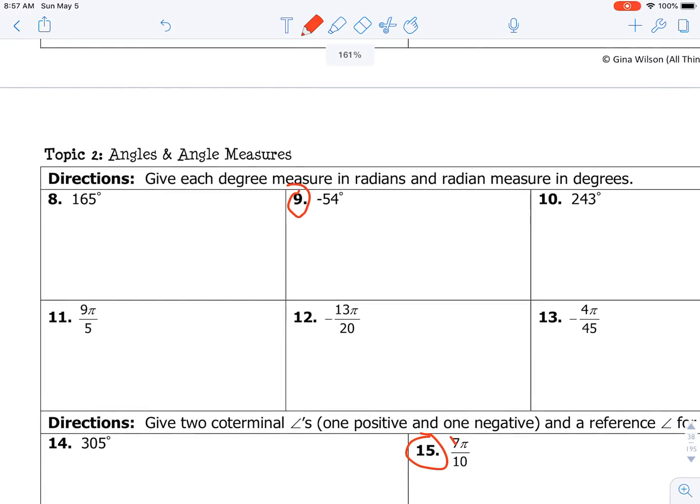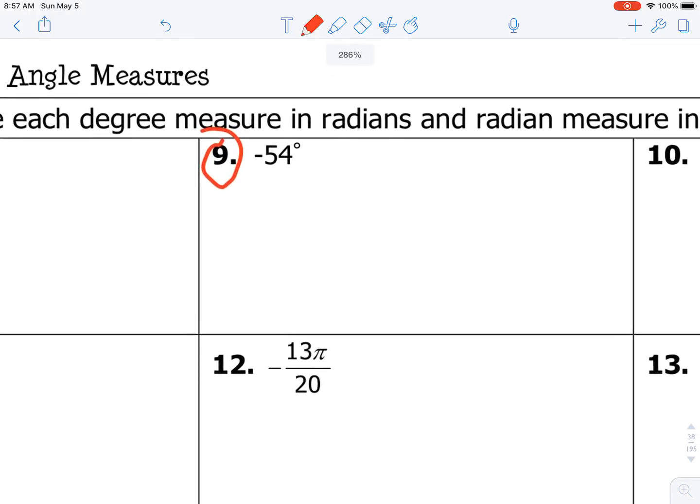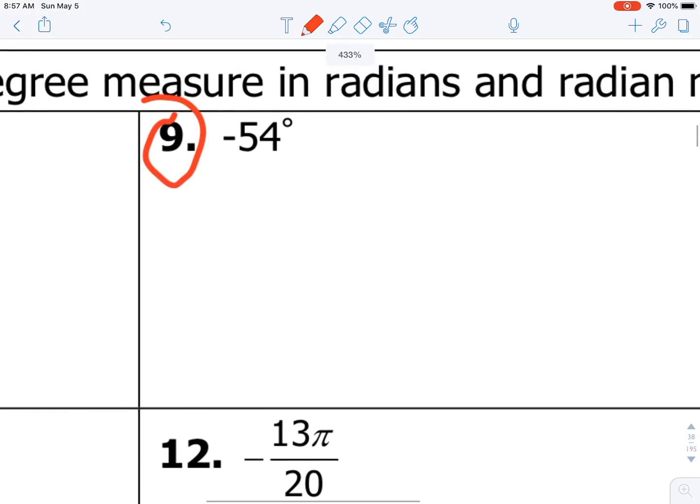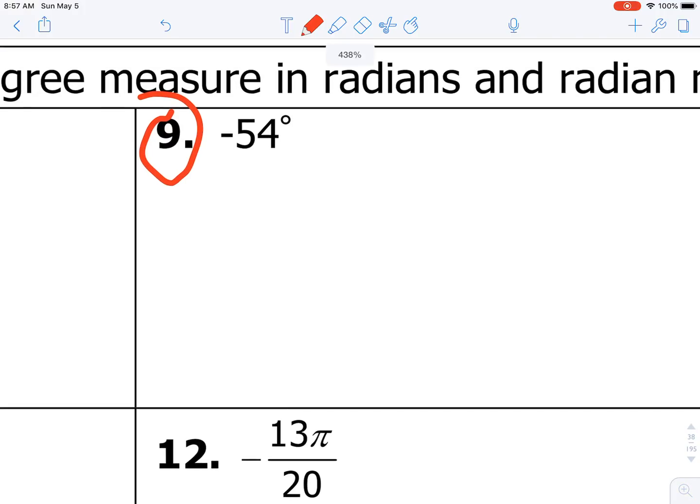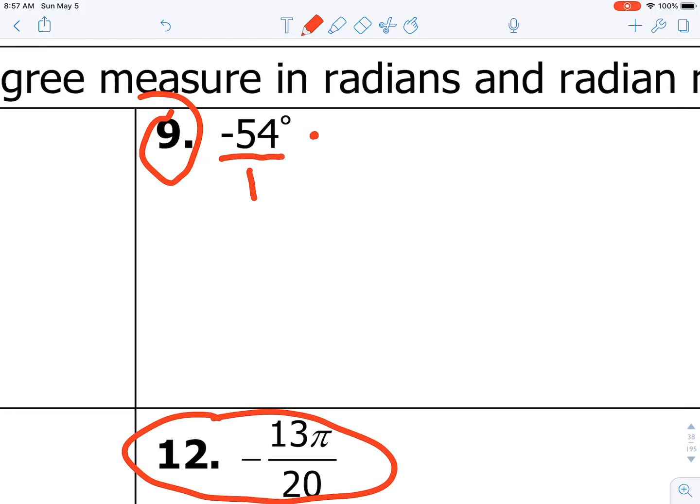Okay, number 9. Give each degree measure in radians and each radian measure in degrees. Okay, I chose this one because it's negative. So remember, negative is clockwise, so we need to multiply this by something. It's either pi over 180 or 180 over pi. So just think about how it looks when it's in radians, right? It's pi over a number.